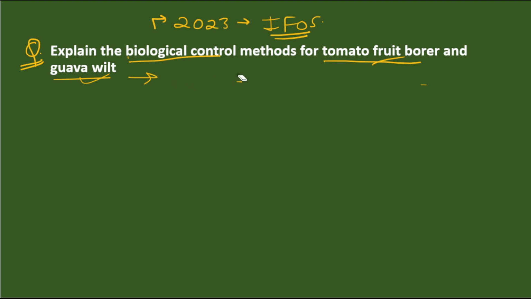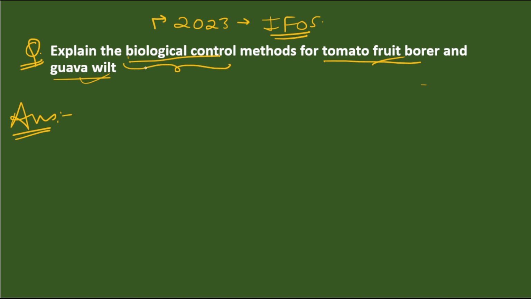Now let's move to the question and let's see how we approach this answer. How can we generalize the answers without knowing the details of a specific disease management or pest management? How do we need to approach these types of answers? So here the keyword is biological control.